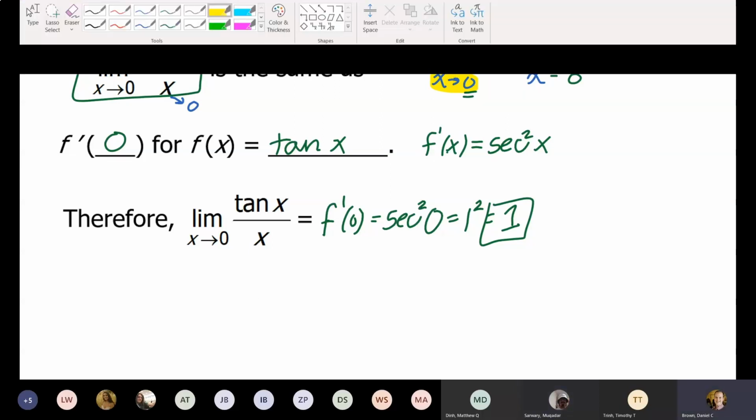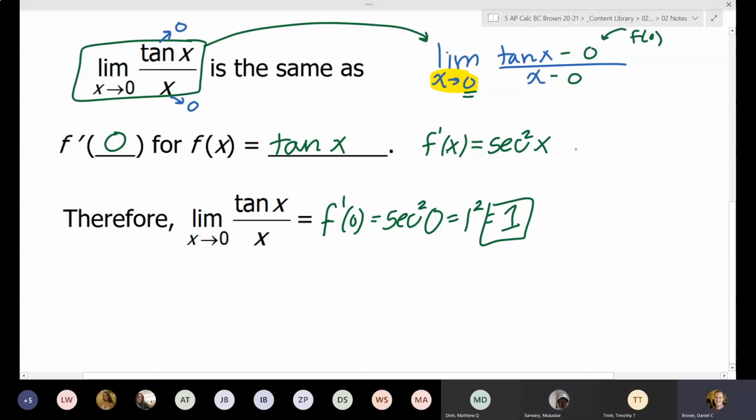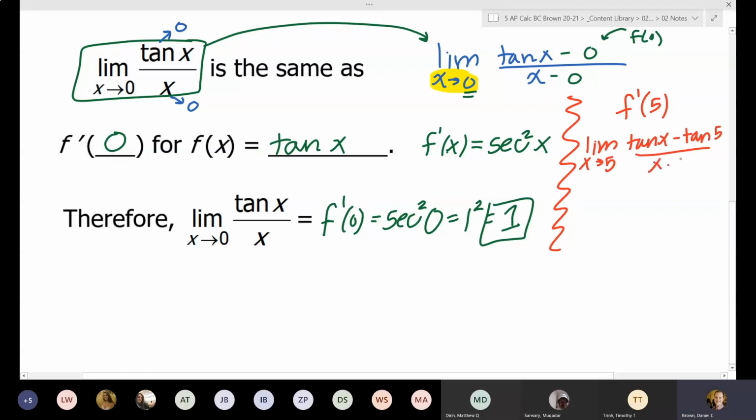So yeah, if I wanted to say, what's the derivative at 5? Clearly we know the derivative, so we can say it's going to be the secant squared of 5, but the limit notation would look like the limit as x goes to 5 of the tangent of x minus the tangent of 5 over x minus 5. So yes, we could take any derivative we know and technically write it as a limit. That one becomes a pretty messy one to solve by hand, so that's why it's good to know the derivative rules to translate a limit into a derivative.